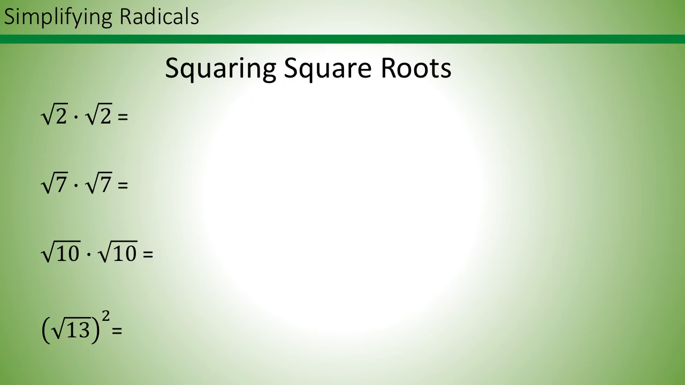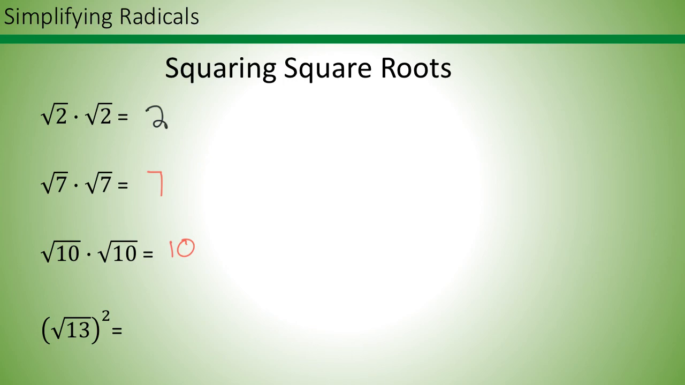Okay. And sometimes we'll see square roots that are being squared, okay? And these are actually very easy, okay? So if you notice here on this first one, how many 2's do I have? I have a pair of 2's. Since I have a pair of 2's, this is going to be 2. The second one, I have a pair of 7's. Since I have a pair of 7's, this is 7. This next one, I have a pair of 10's. Since there are 2 10's, that's just 10.